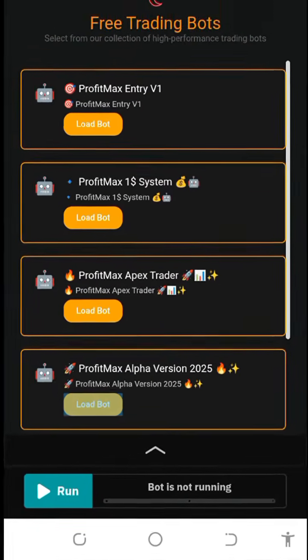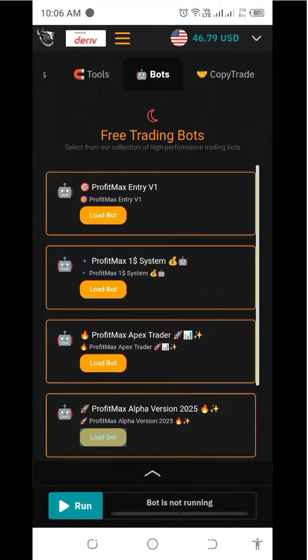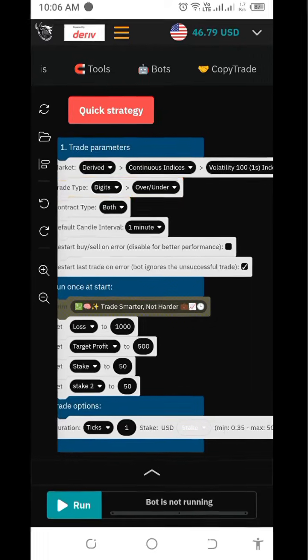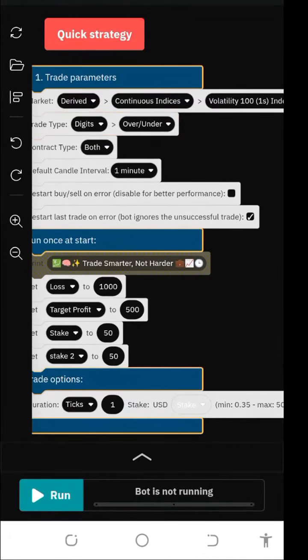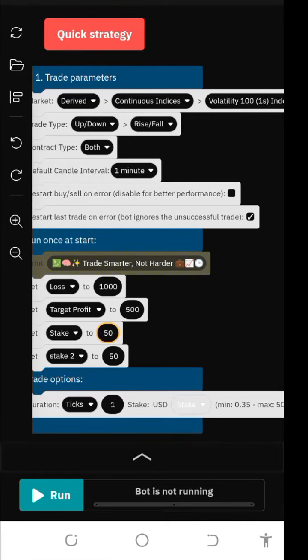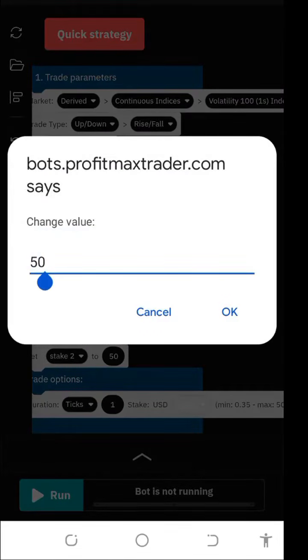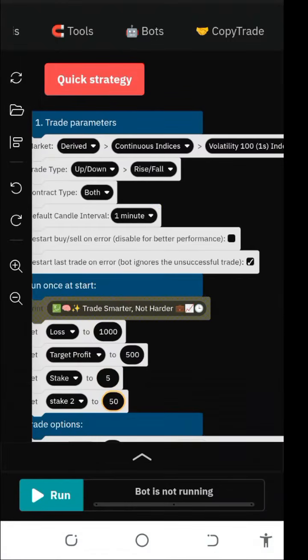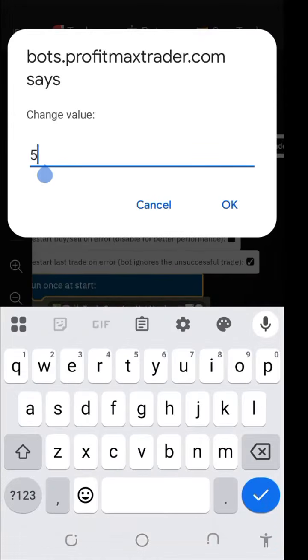So we're going to use the ProfitMax Alpha version 2025 bot to trade rise and fall and grow this small account of $46. Once you have the bot loaded like that, adjust the trade type to up and down, rise and fall. We will do analysis before we take either a rising or falling trade, and we are staking $5 per trade. So put your $5 there twice.